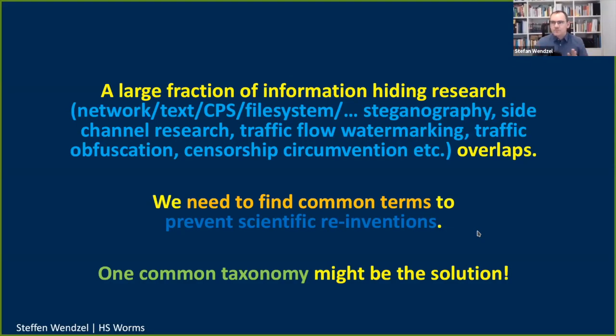So a large fraction of information hiding research, network steganography, CPS, file systems, side channel research, traffic flow watermarking, traffic obfuscation, traffic morphing, censorship circumvention, you name the terms, it overlaps. And we need to find common terms to prevent scientific reinventions and to speed up the developments of all fields jointly together. One common taxonomy is hopefully a solution for that, or at least a contribution. That's my hope, and I think also the hope of the group, all the contributors, all the authors of that generic taxonomy.